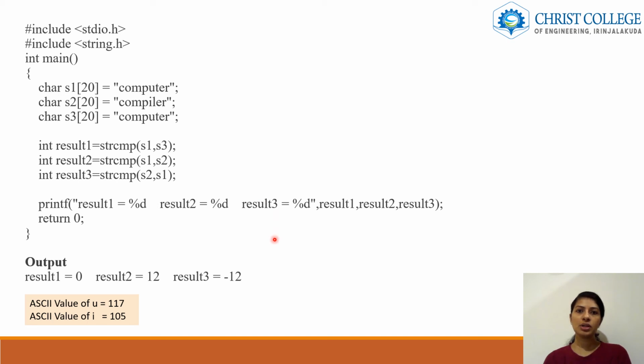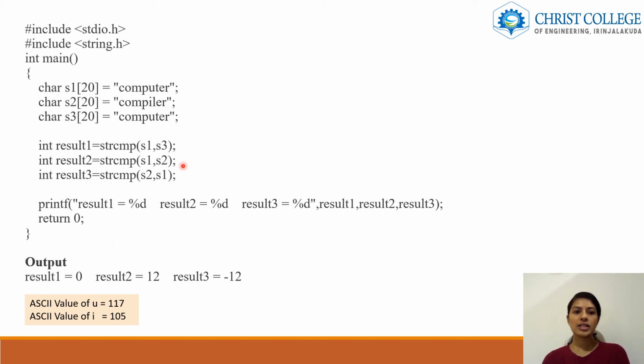So let us see the working of this program. So here strcmp of S1, S3. So we know that S1 is computer and S3 is also computer. So both these strings are equal. strcmp function will return 0. So result1 will be 0. So when we see the output, we have result1 is equal to 0.